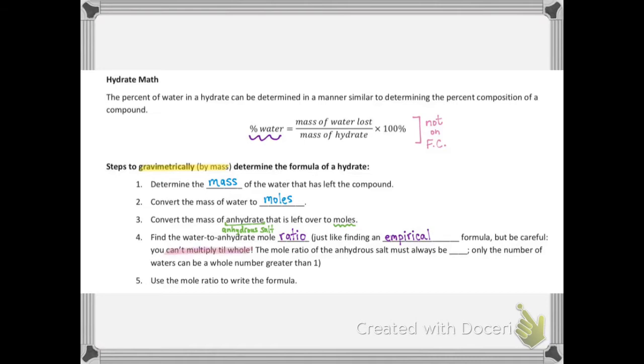That's because the mole ratio of the anhydrous salt must always be 1. There's one formula unit of the salt for however many number of water molecules. Once you know the mole ratio, you know the formula, and that's it. So let's go ahead and try an example problem.